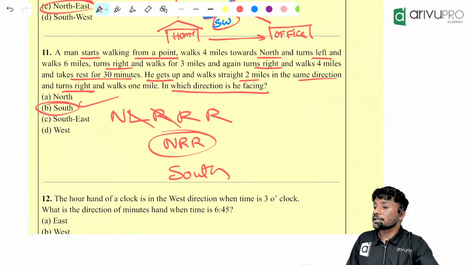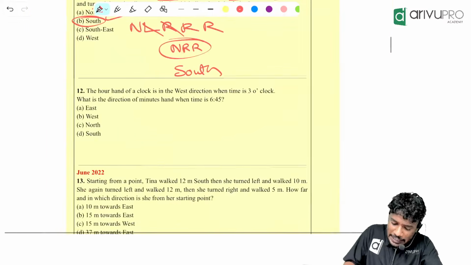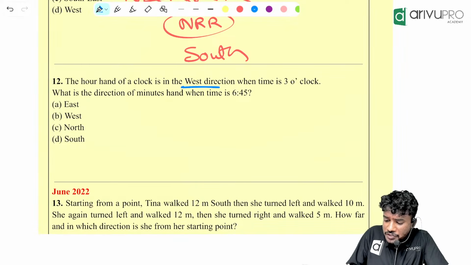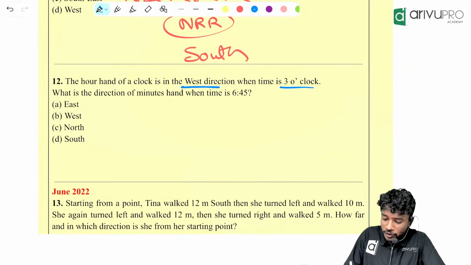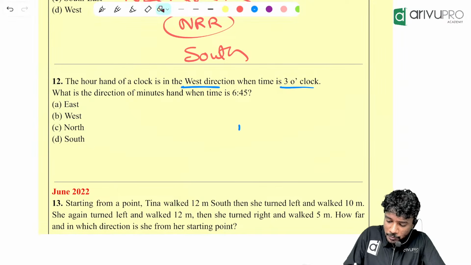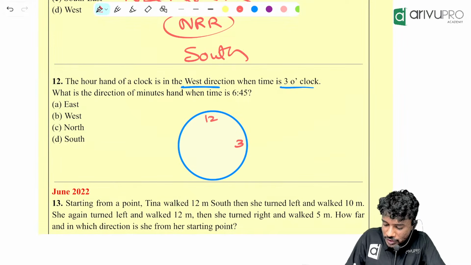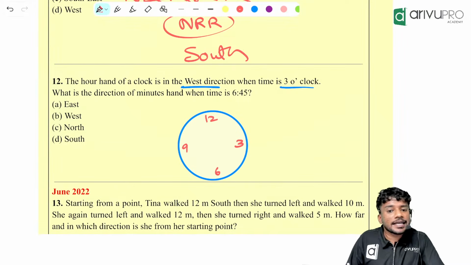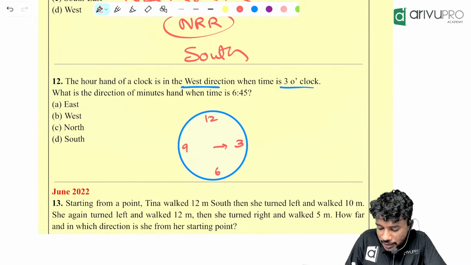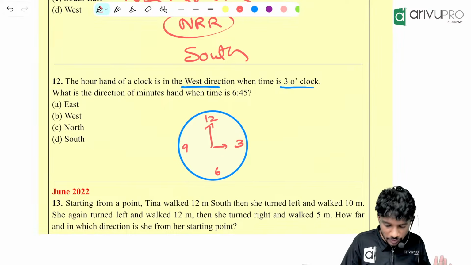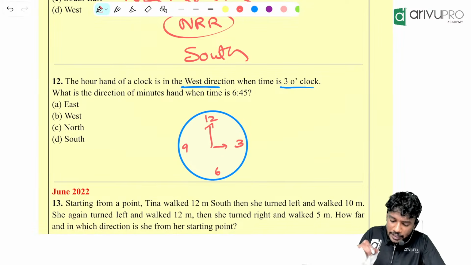Next question. The hour hand of a clock is in the west direction when it is at 3 o'clock. 3 o'clock means what? You can draw the clock, but in the exam hall, will you draw the clock? No. So you will just write 3 o'clock: 3 is here, 12 is here, 6 is here, and 9 is there. 3 o'clock means the hour hand is looking towards 3, and the minute hand is looking towards the 12th direction. Then tell me, what is happening at 3 o'clock?